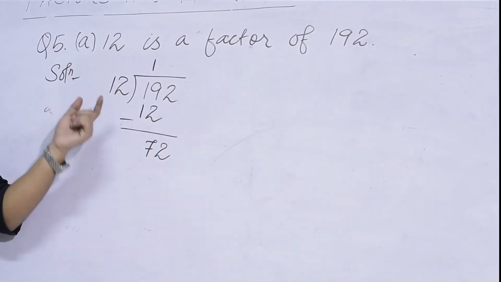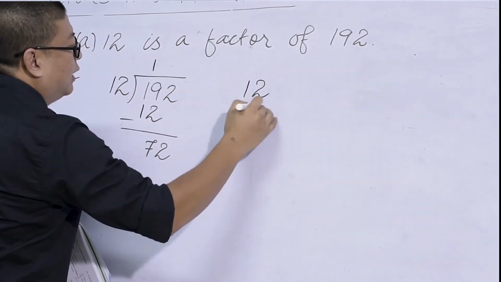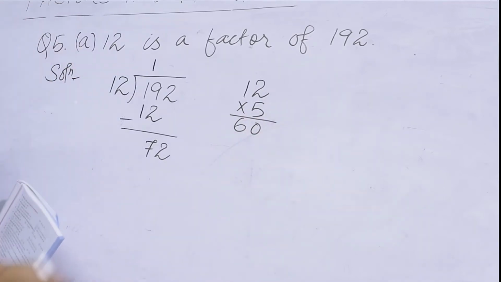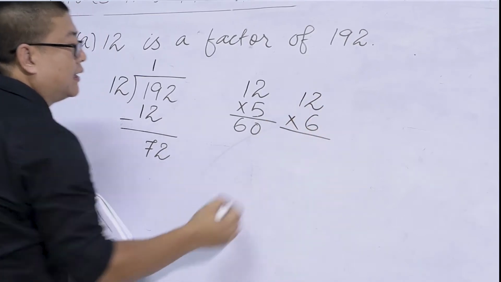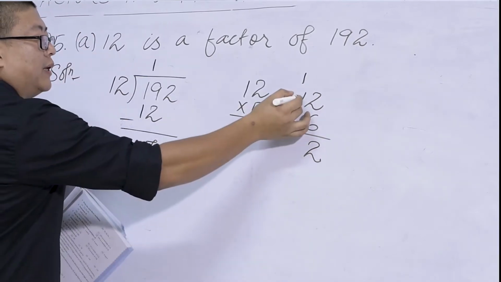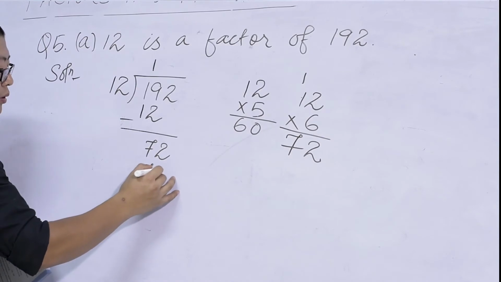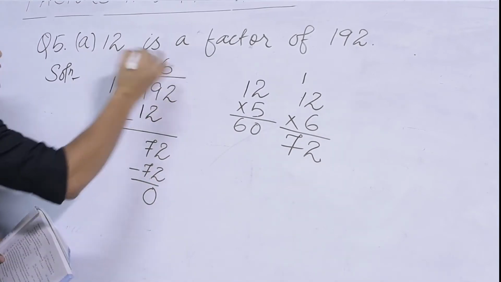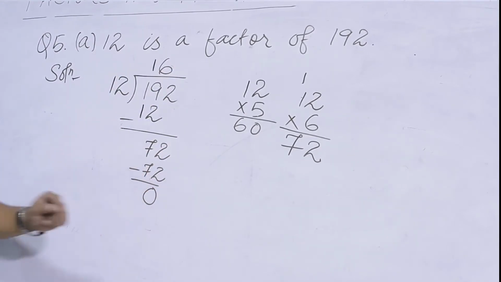Now, 12 into what will give you 72? Let's find out. 12 into 5, 5, 2, you are getting 60. So it should be greater than 5. So the next number will be 6. So let's try. 6, 2 is 12, 1 in hand. 6 into 1 is 6. 6 plus 1 is 7. So you're getting 72. So finally, don't forget to write 6 over here. 12 into 6 is 72. 72 minus 72 is 0.